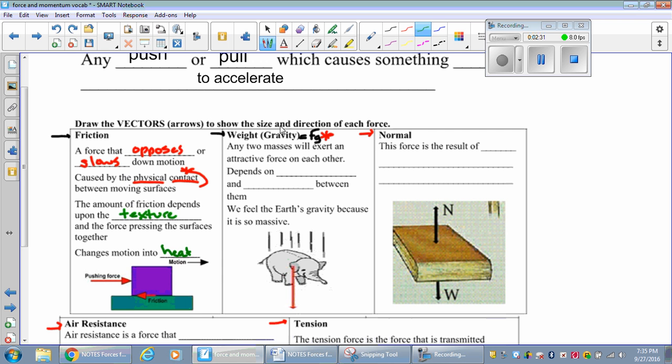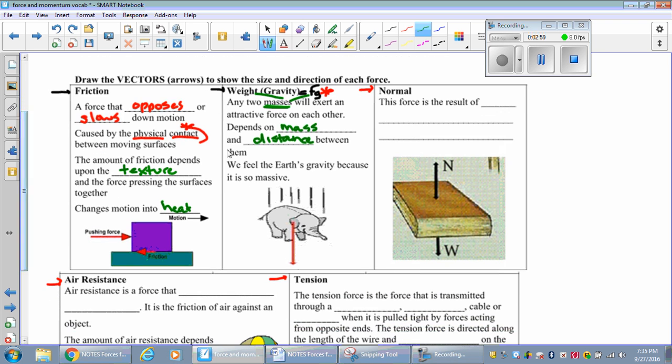Okay, next let's talk about weight. Any two masses, this is important: if you have mass, you have force gravitational. So link these two concepts together. You have mass, you have weight. Now, mass and weight are different from each other. This is an attractive force that depends on the mass of two objects as well as the distance or the radius between them. Actually, weight, or force gravitational, is the weakest force in the entire universe.